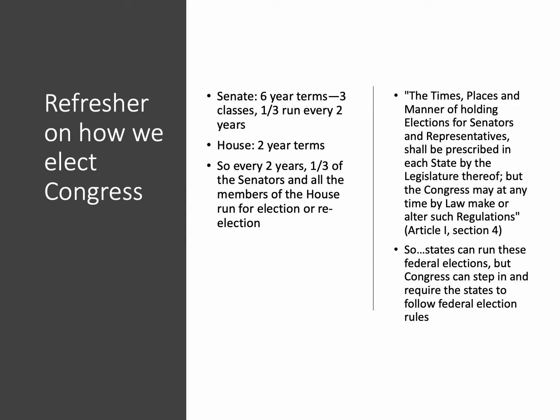So initially, elections were handed over to the states to run federal elections. But Congress has the express power in the Constitution to step in and overrule what the states do and require the states to follow federal election rules. And this, of course, becomes a subject of controversy because sometimes states want to do things their own way.